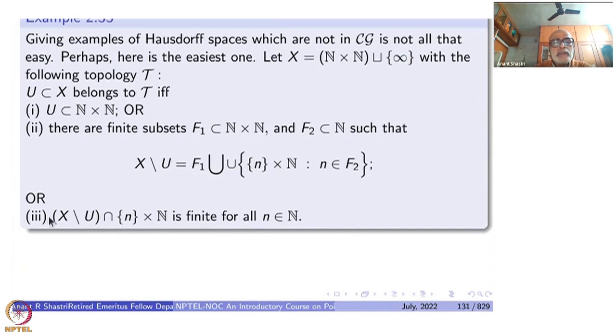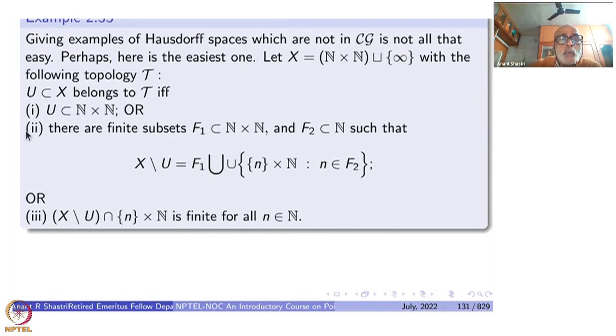What are these two? The third one is easy to remember. Intersection with every vertical line must be finite. It may be empty; certain lines may not be intersecting. But whatever does intersect, it's finite. Such a set and its complement will be taken as open subsets inside X. The second condition you have to understand carefully. Here, I am allowing in the complement full vertical lines, but only finitely many vertical lines, along with some more finite subsets of N cross N.